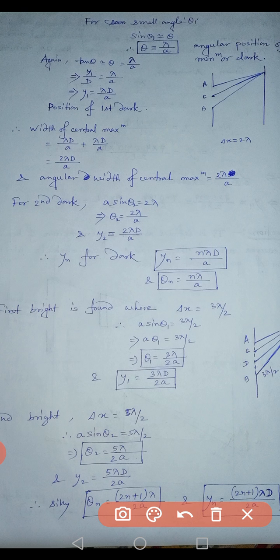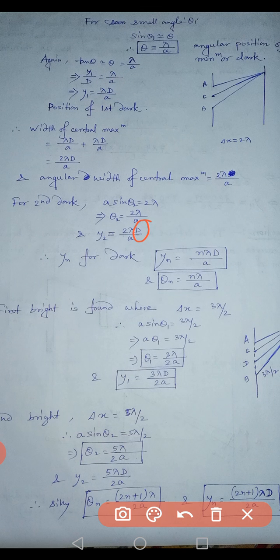Then same concept: since the angle is very small, sin theta 1 was replaced by theta 1, so here sin theta 2 will be replaced by theta 2. Theta 2 is this one. Again the same way, this is called the angular position of the second minimum or dark. If the angular position is obtained, the linear position can be obtained by multiplying by capital D.